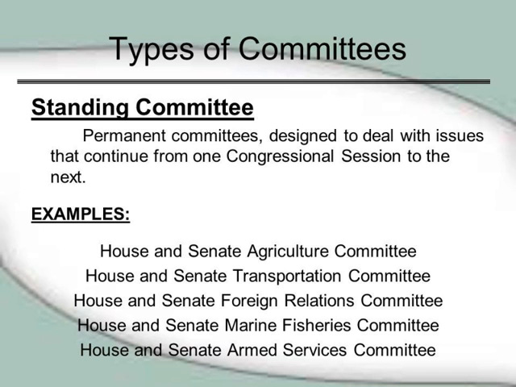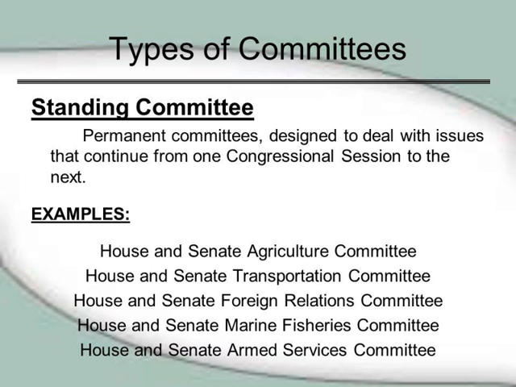Standing committees are permanent committees. These are committees that exist from year to year to year. And the reason these committees are permanent is because the issues that these committees deal with exist from year to year to year.